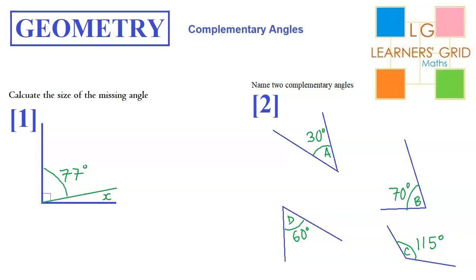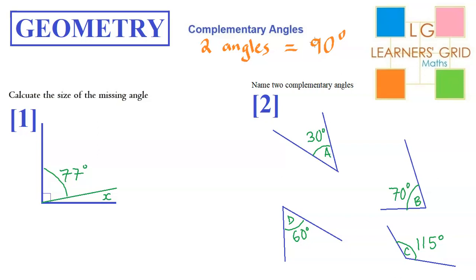So how do we know a complementary angle, or complementary angles, when we see them? Well, for a start, one of the key elements of complementary angles is that there are only two of them, and that when you add them together they make a sum of 90 degrees. Okay, so that's the basics. Let's take a look and apply that information to question number one.